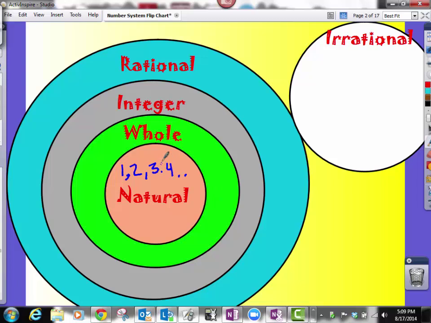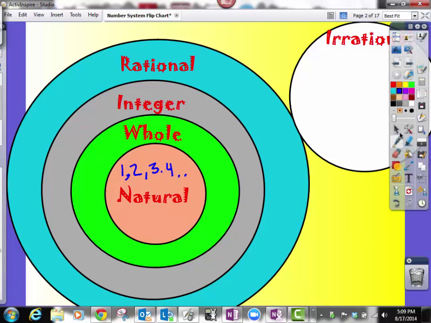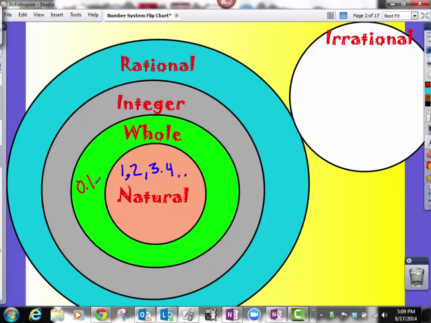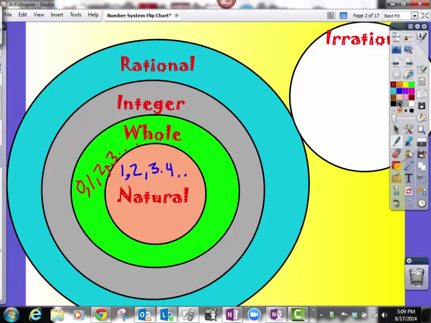Now, if I progress on up to whole numbers, these are just like natural, except you add in 0. So I'm going to go 0, 1, 2, and 3, and dot, dot, dot. So that's the progression of that. Again, no decimals, no fractions. It just continues to go on up. The only difference was it added in 0 instead of just starting at 1.